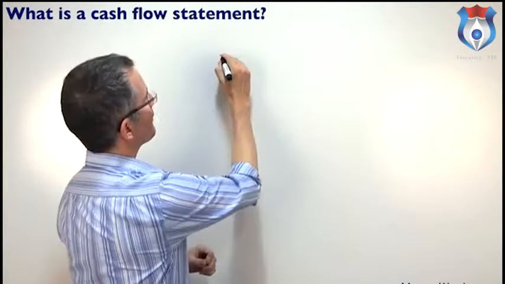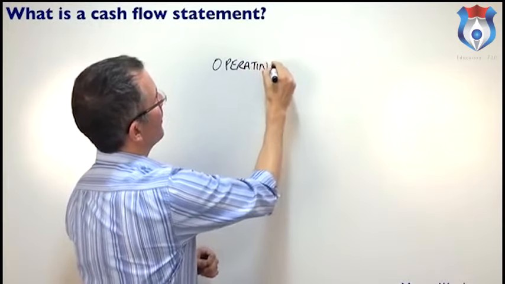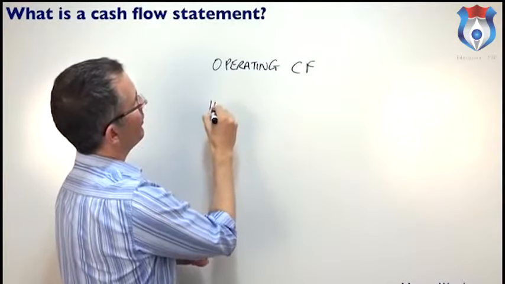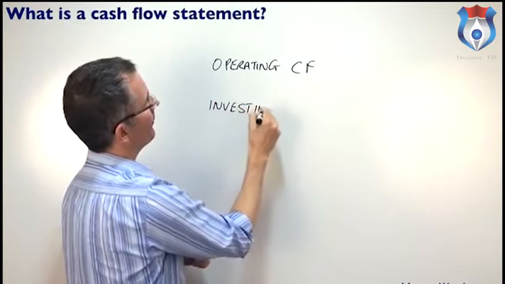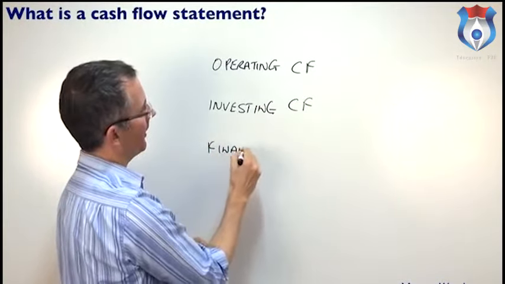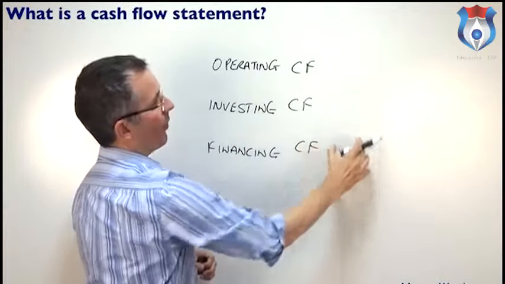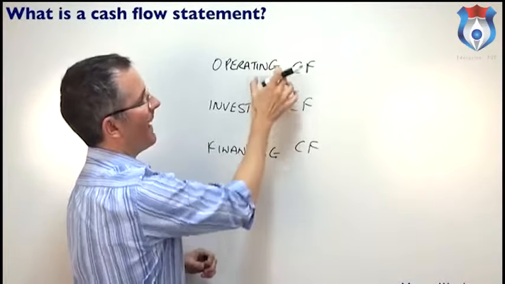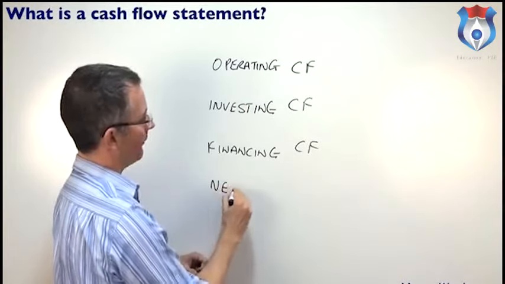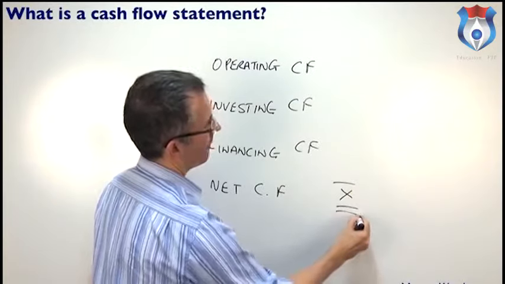All right, you'll find in a cash flow statement there is a heading devoted to operating cash flows. There's a section devoted to investing cash flows, and there's a section devoted to financing cash flows. All right, and these could be positive or negative. You'll find there's subheadings underneath, but these are the big important ones in bold, and then you'll find there is a net cash flow, which is the result, positive or negative, of adding up these numbers.